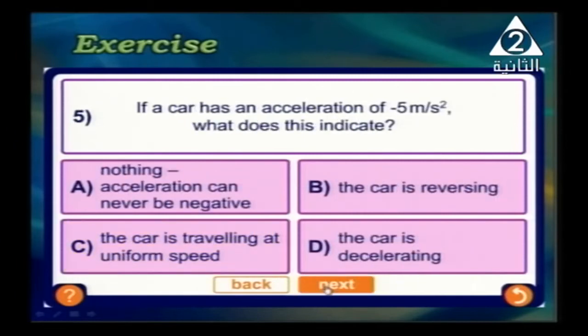After that, the next one. The car has an acceleration of negative 5 meters per second squared. It's very important to know this question. What does this indicate? Negative 5 meters per second squared. Negative means decrease. Meters per second squared means acceleration. So we have decreasing acceleration. Letter A means nothing, acceleration can never be negative. No way. The car is traveling at uniform speed. Maybe. And the car is reversing, or the car is decelerating. This one is right. Why? Because we have negative 5 meters per second squared. It means deceleration. Deceleration means decreasing the speed over time.